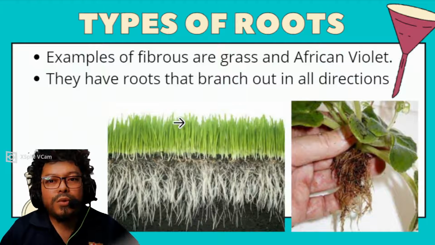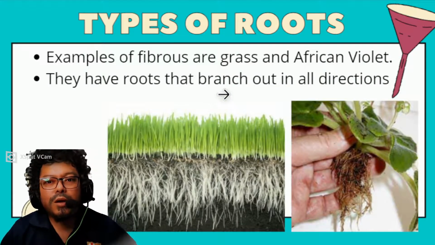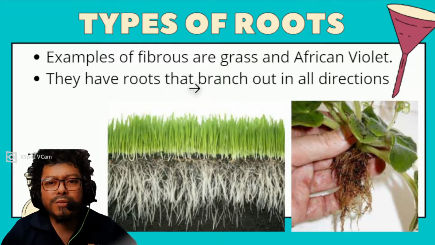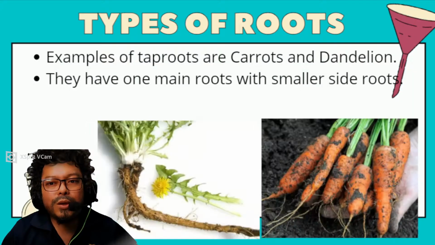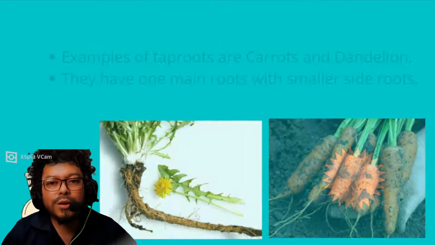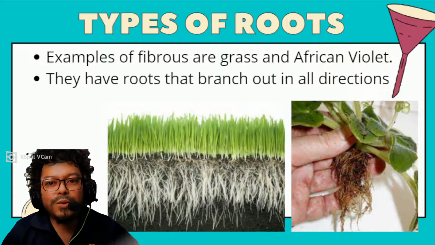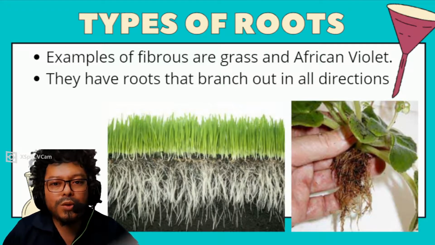Another type of root, fibrous roots, are found in grass and African violet. This is grass. They have roots that branch out in all directions. Grasses do not have a main root, unlike this one, which has one big root and many smaller roots. But this one has all small roots, many small roots, no big root. Like this one, it is the same, many small roots, no main root.